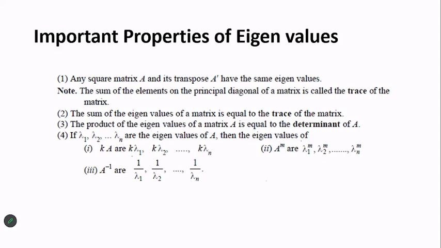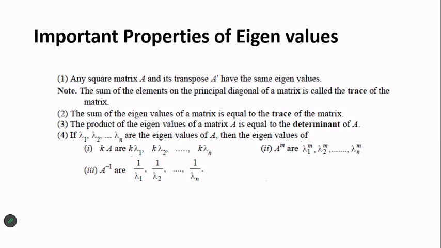For example, let's say our matrix A, we are going to multiply by 2. So what is meant by multiplying the matrix A by 2? That means we are going to multiply each and every element of the matrix by 2.